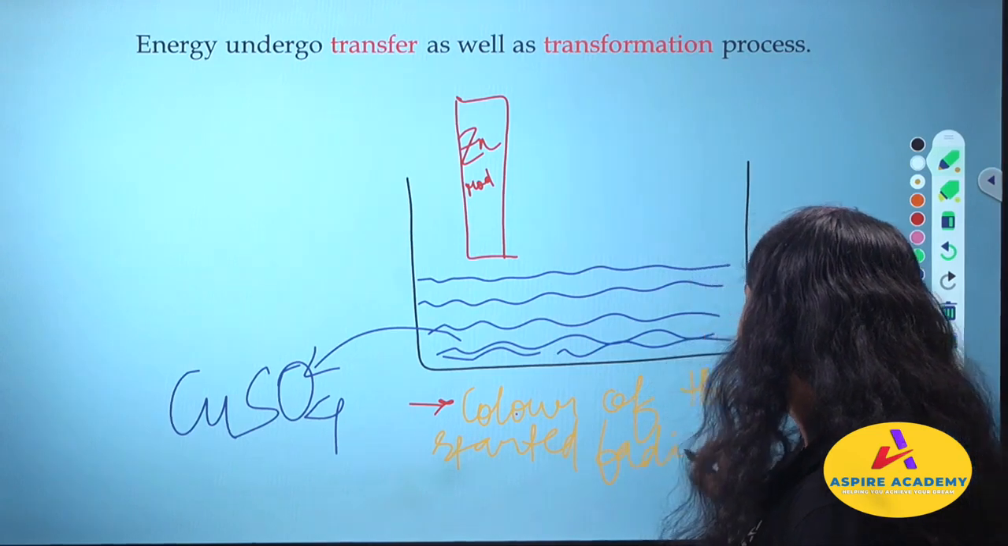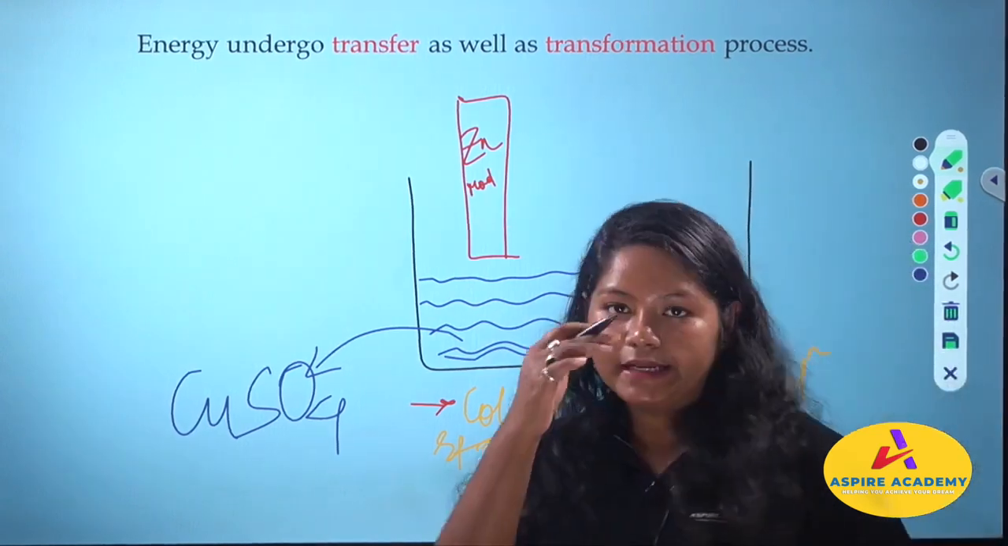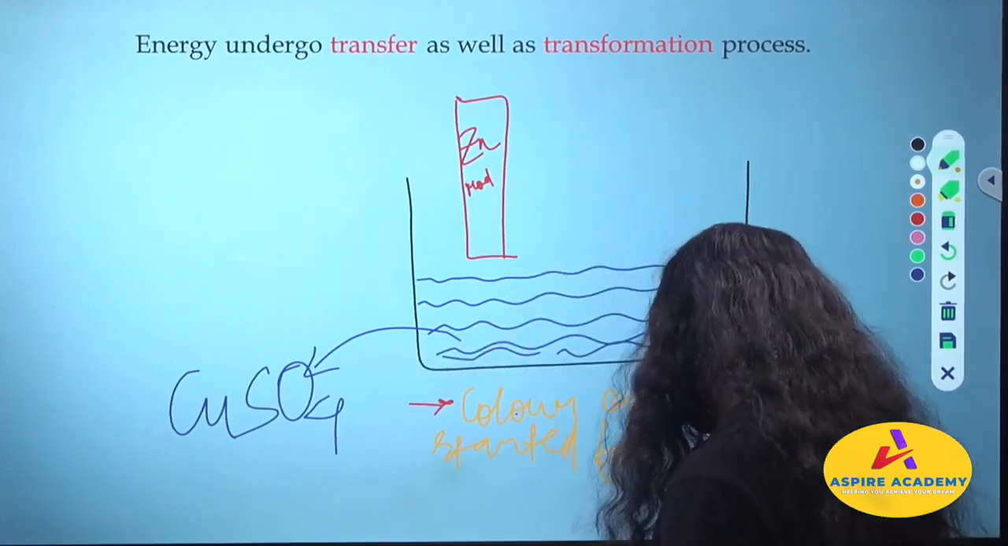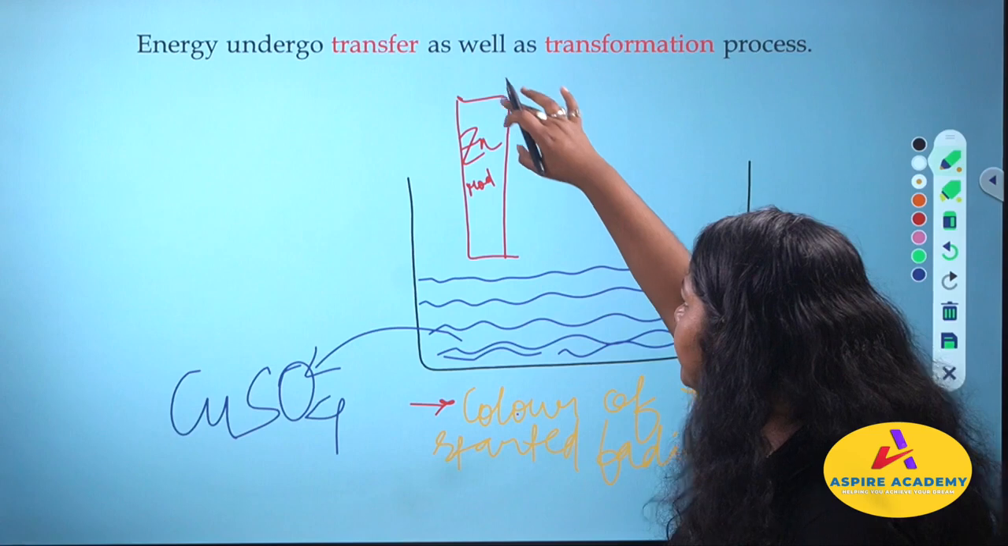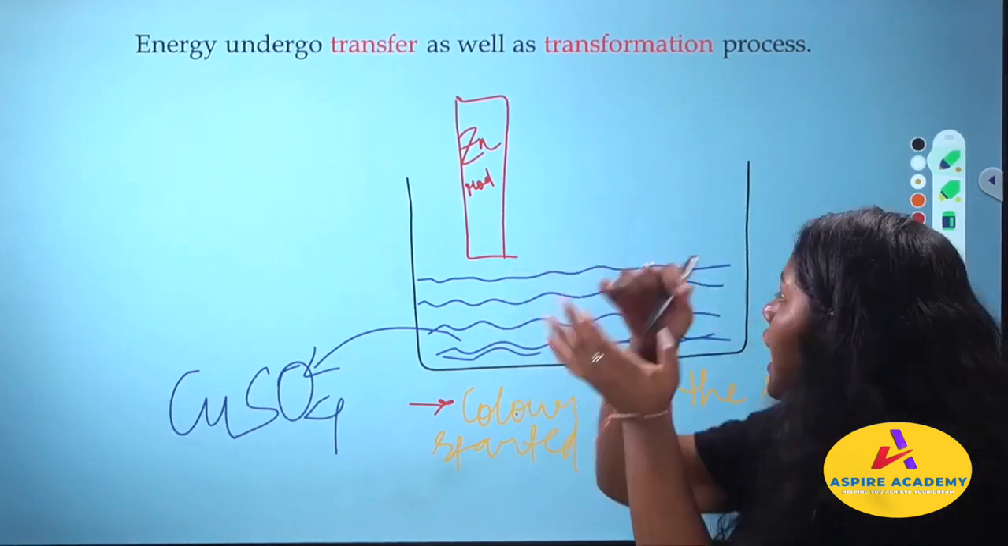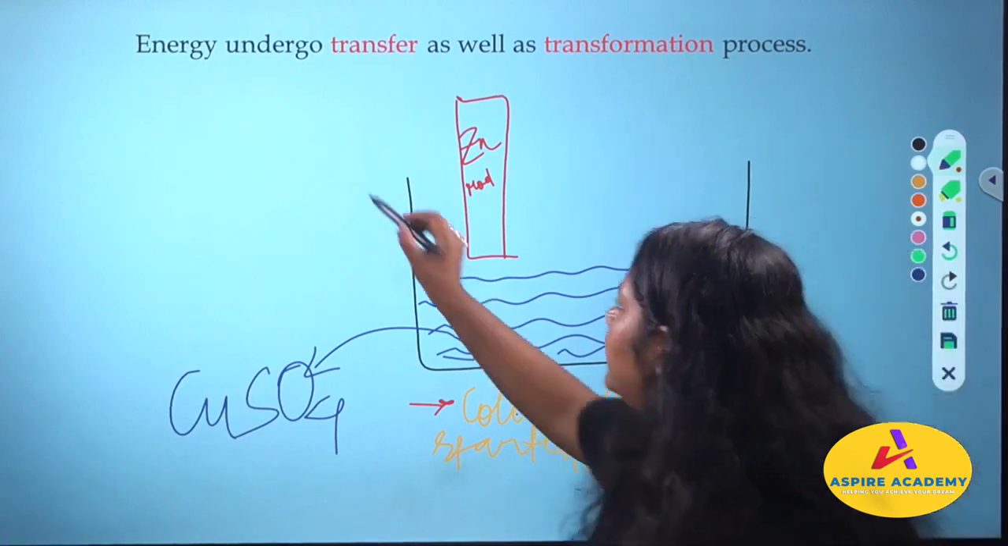Which means that the blue color was getting lighter and lighter. The color of the solution was fading. There was a decrease. Now if you have placed this rod, the size of the rod is this much. After some time what happened?